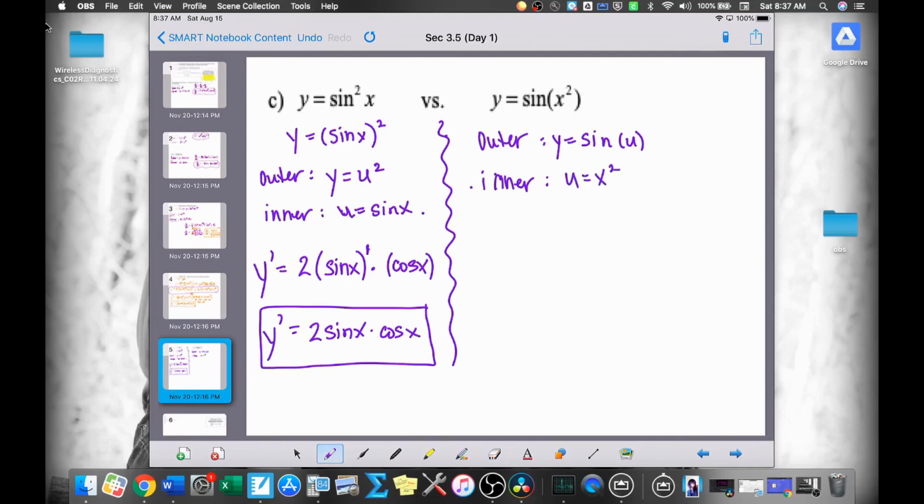So this time when I do the differentiating, y prime, I have to start with my outer. The derivative of sine is cosine, so I'm going to have cosine of my inner stays, so it's cosine of x squared, times, then I have to multiply by the derivative of x squared, which is 2x. So this time my y prime is going to be equal to 2x cosine of x squared.